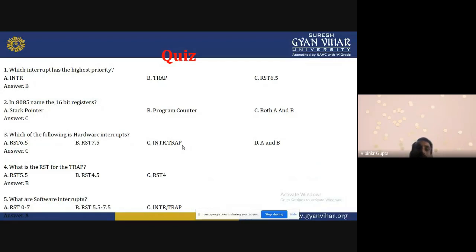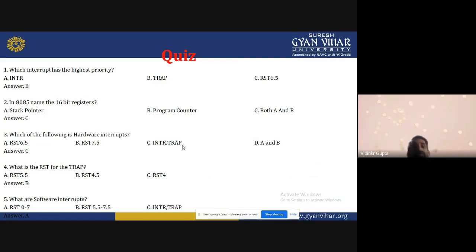In 8085, name the 16-bit register. Which one is the 16-bit register in 8085? The stack pointer is 16-bit and the program counter is 16-bit. The 8085 is an 8-bit processor, but it has two registers which can store 16-bit data: the stack pointer and the program counter. So both A and B are the correct answer.